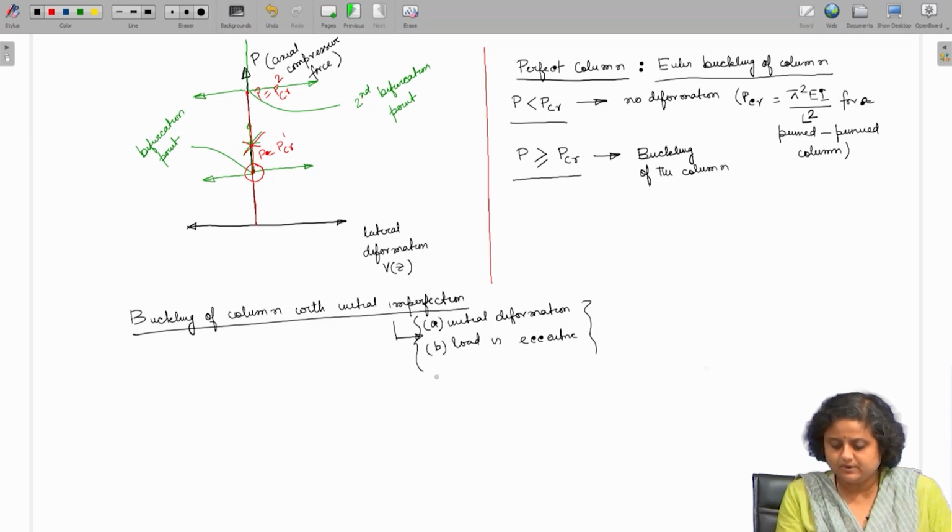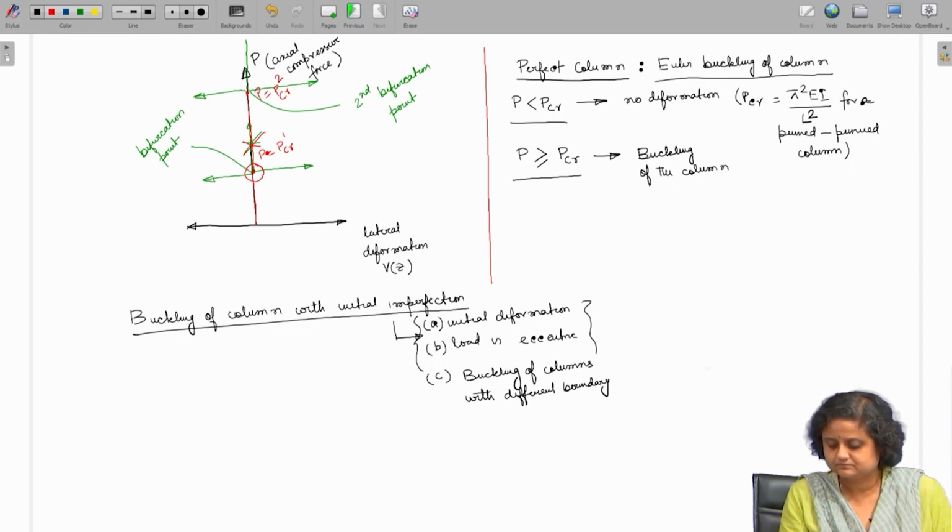Apart from this, we will also try to analyze buckling of columns with different boundary conditions, like fixed-free, fixed.